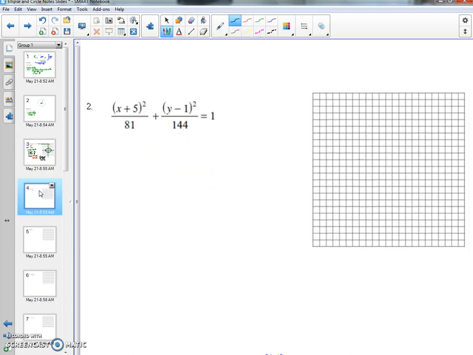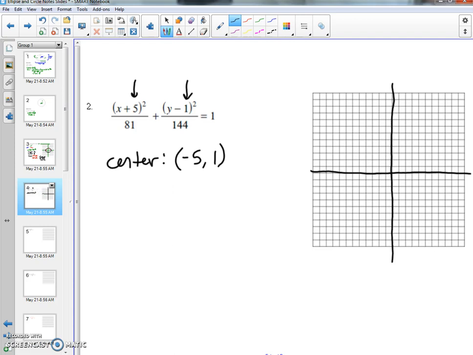So start the same way, my center. Here, my center is going to be at whatever these values are that go with the x and the y. So negative 5, 1, so they're in parentheses, so we can take the opposite. So I'm going to go ahead and graph that then. Right there is my center.